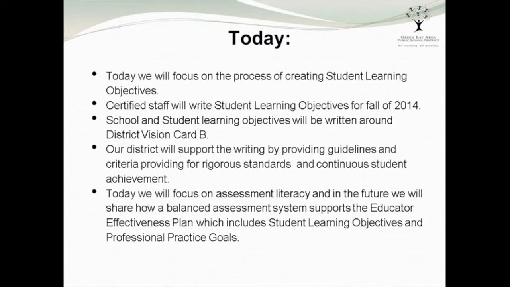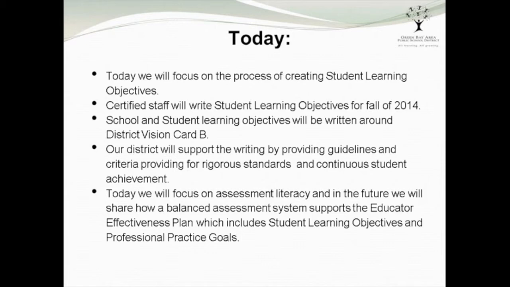The purpose of our professional learning today is to prepare to write student learning objectives when we fully implement the educator effectiveness system in fall of 2014. Today, we will focus on the process of creating student learning objectives. Certified staff will write student learning objectives for fall of 2014. School and student learning objectives will be written around District Vision Card B.